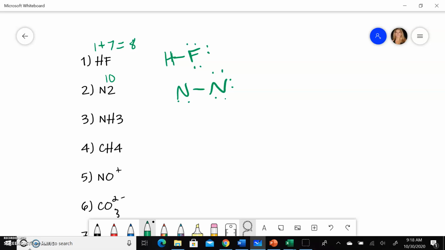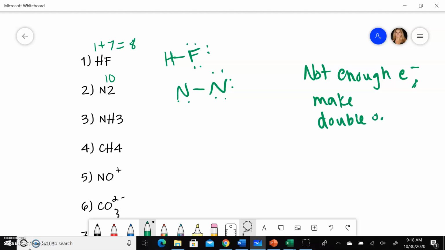So when you are short electrons, you have to make multiple bonds. Some people start to make double or triple bonds all the time. So you can't do that. You can only do that when you're short electrons.